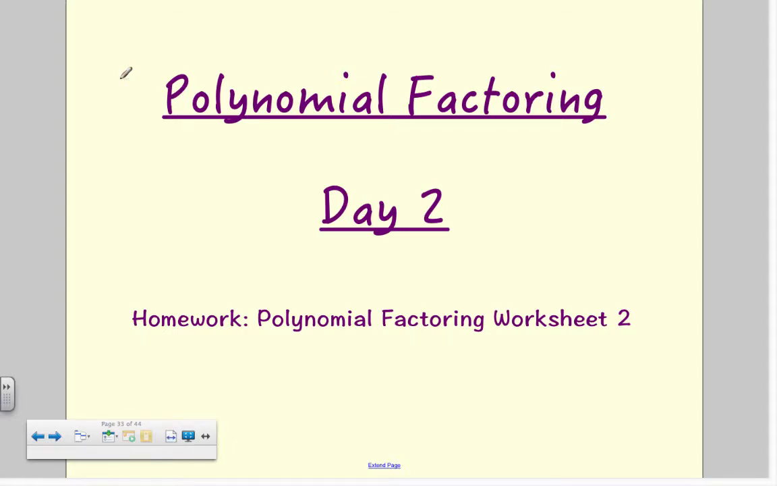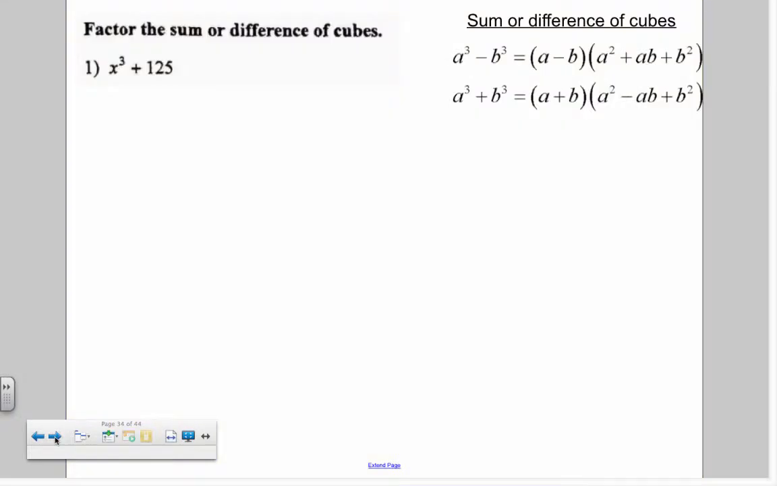Okay, welcome back to Polynomial Factoring. This is day 2. This is your Polynomial Factoring worksheet, day 2. So let's take a look. The first thing we're talking about, it says factor the sum or difference of cubes.